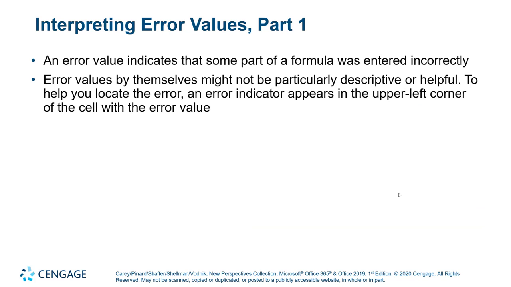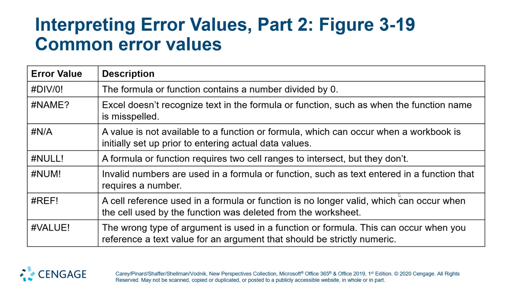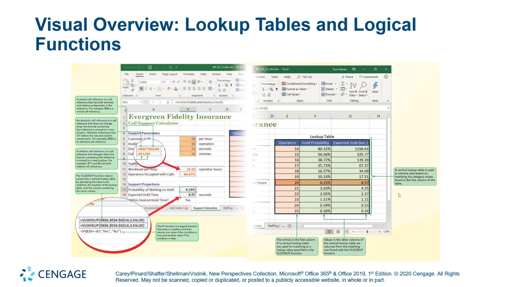Interpreting error values. An error value indicates a sum or part of a formula was entered incorrectly. Error values by themselves might not be particularly descriptive or helpful. To help you locate the error, an error indicator appears on the upper left corner of the cell with the error values. Now here are some of the errors that you're likely to see. None of these are uncommon. Please take a look at figure 3-19 in your textbook and read through each of these carefully. And this illustration can be found in the textbook.